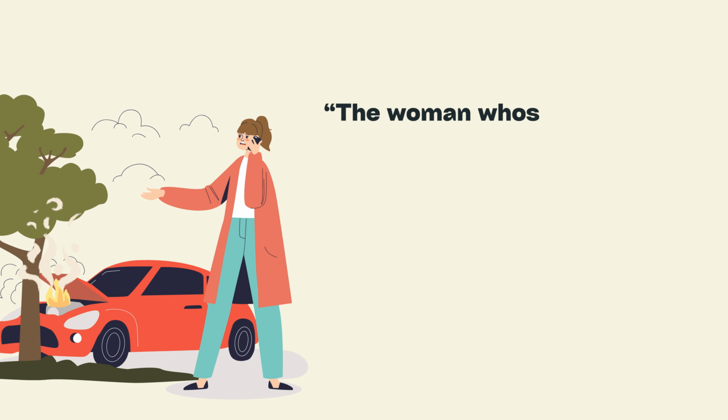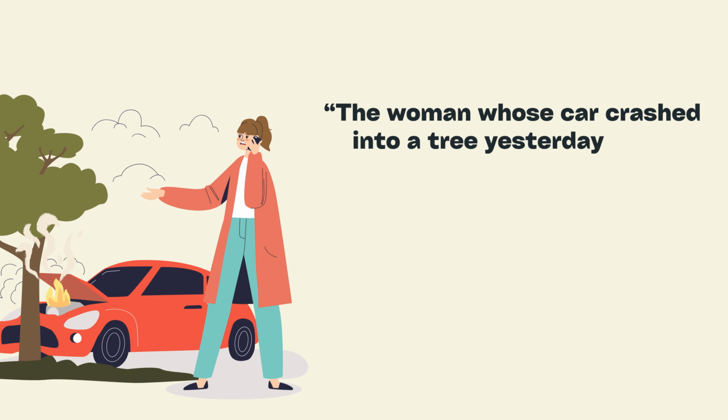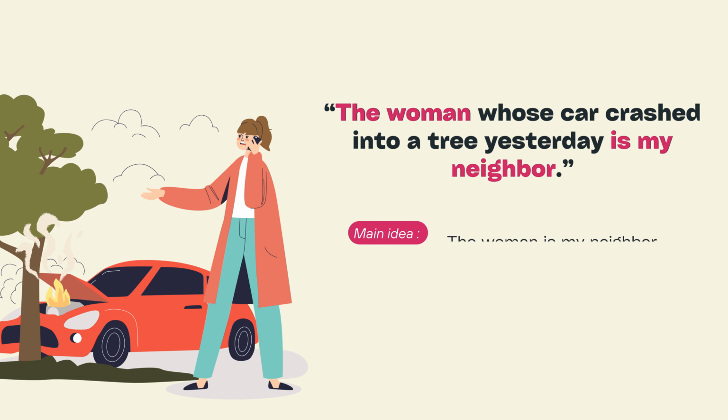Example: the woman whose car crashed into a tree yesterday is my neighbor. The main idea of this sentence is that the woman is my neighbor. This is the key piece of information we want to convey. Now let's identify the parts of the sentence.